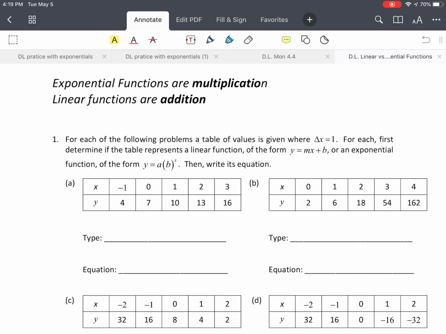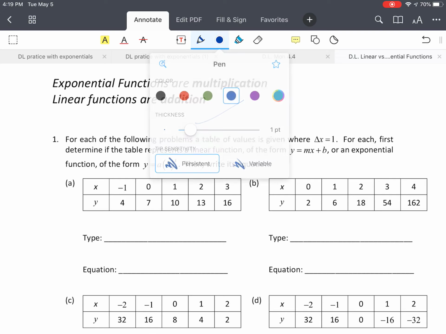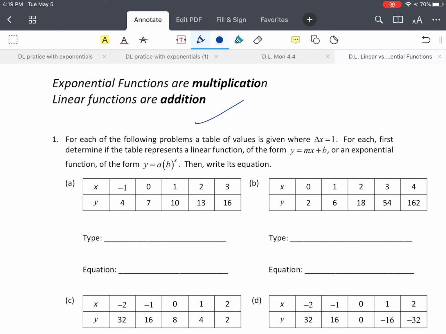Today, I want to talk about exponential functions versus linear functions. Something that's really good to be able to distinguish is the different types of functions that we've learned. We've learned linear functions, and we know that they look like a line. Exponential functions look like a certain graph, like an exponential graph. This is what linear functions look like.